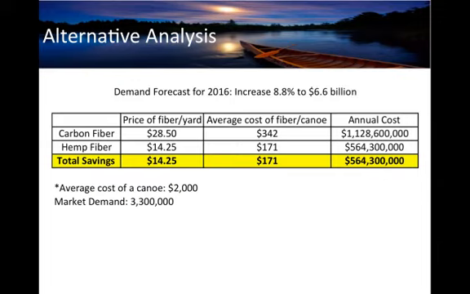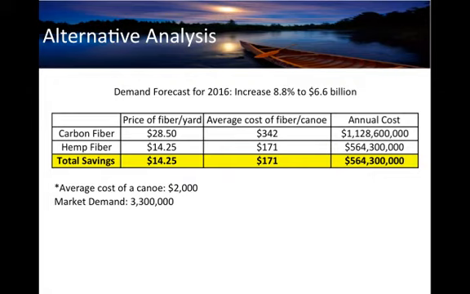So if we look at the price of fibers per yard, you can see that carbon fiber is twice the price of hemp fibers at $28.5. And if you take that a little further and calculate the average cost of fibers per canoe, you can see that a carbon fiber canoe would cost $342 versus $171.